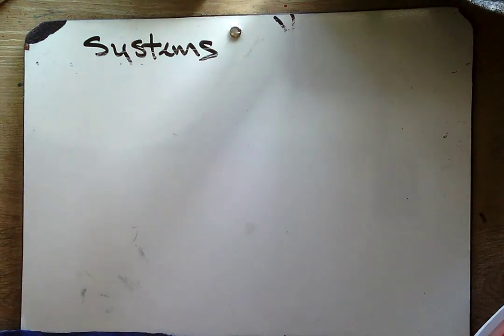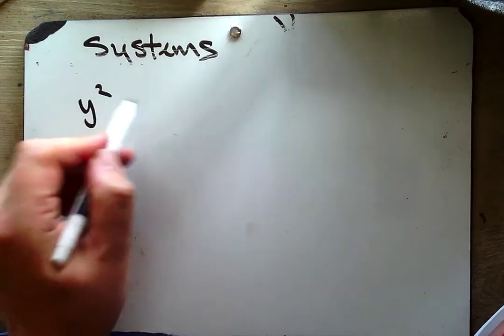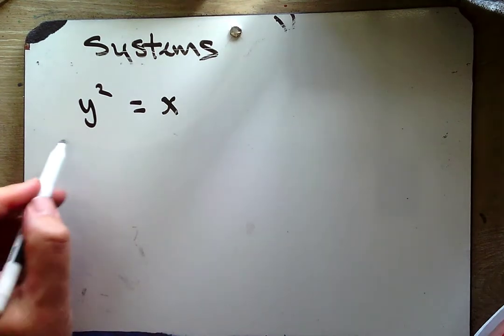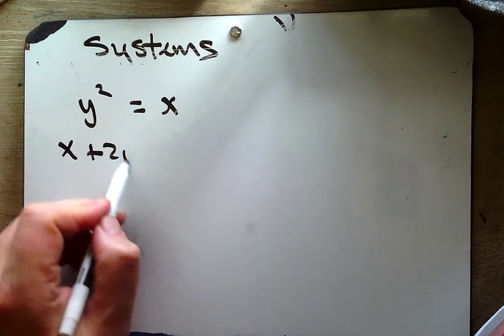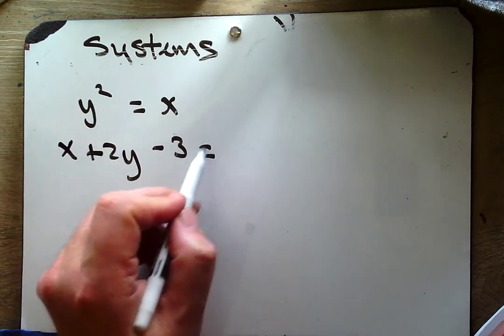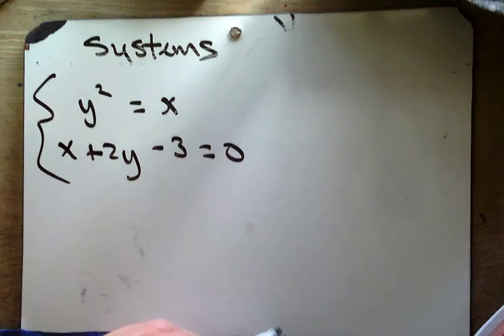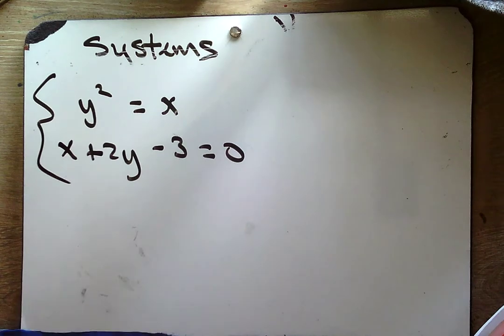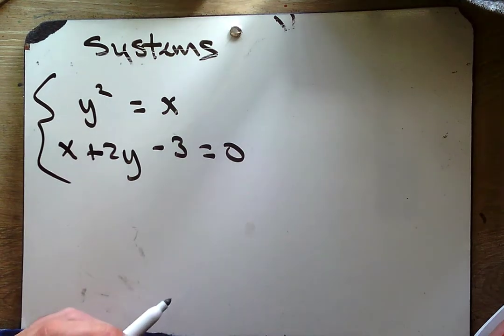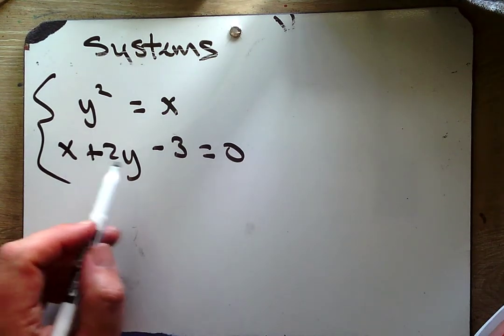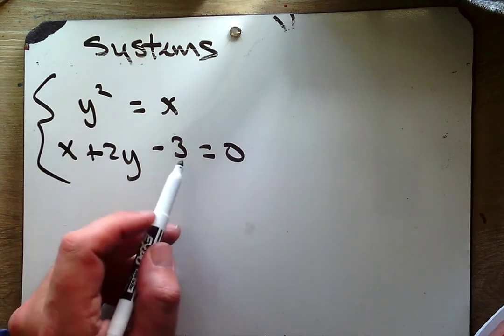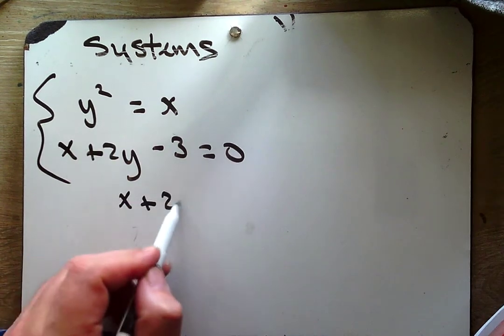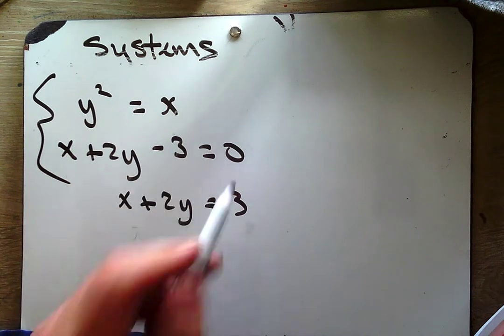How about this one? This one's great. y squared equals x, and then x plus 2y minus 3 equals 0. Now, before you start the solving stuff, let's do a little thinking thing. This is linear, and I can see it in standard form if I move the 3 over.